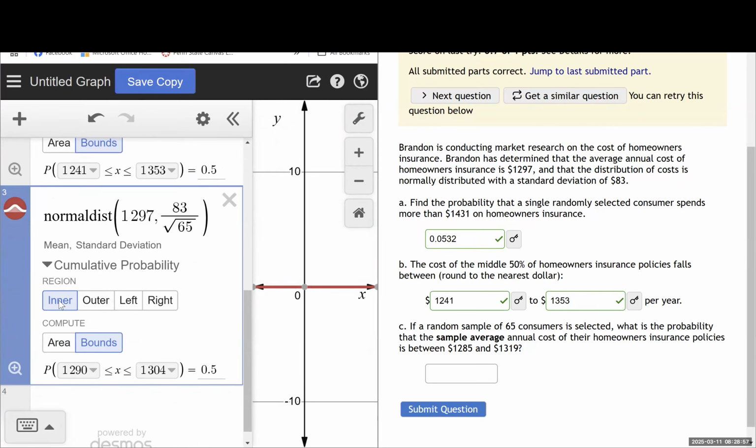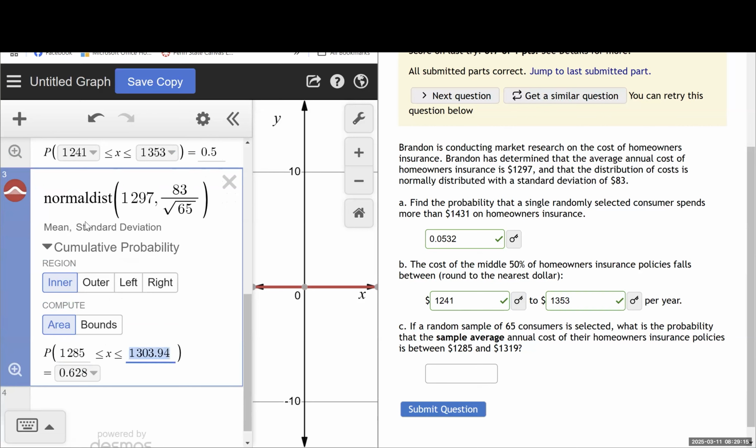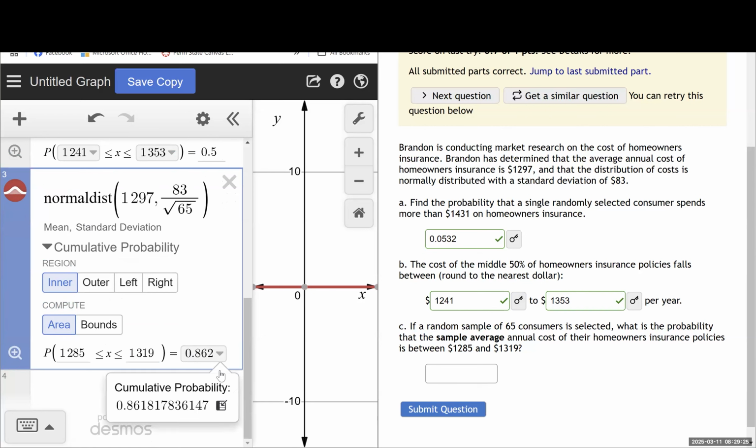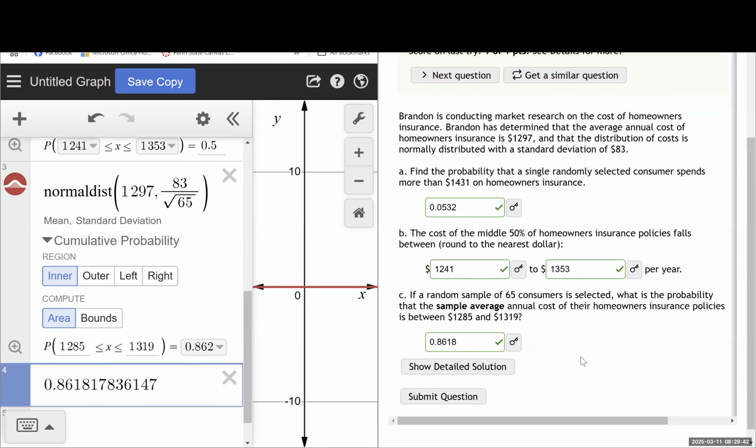I again want an inner area, and I'm going to be computing area this time, not the bounds like we did in part B, because here I'm asked for a probability. So I'm going to put in the bounds that we were given, 1285 to 1319, and that then returns my probability value over here. Again, I want 4 decimal places, so I can pop that value down into a line so that I can see all the decimal places and then put in my answer.